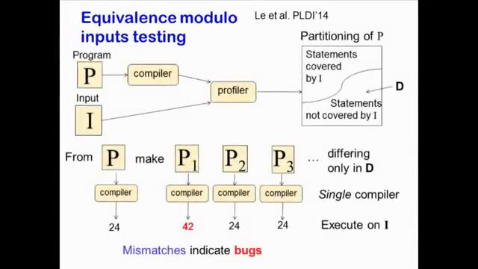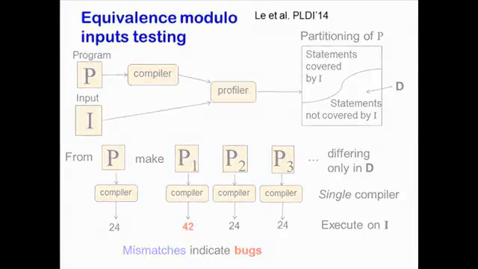Okay, so the second technique we investigated was equivalence modulo inputs testing, which was proposed at last year's PLDI. I think this is a pretty cool technique. It works as follows. Let's imagine you've got a program in some programming language, and let's suppose that this program is well-defined and deterministic.